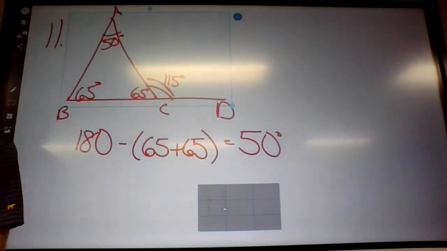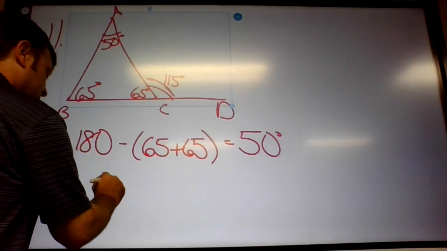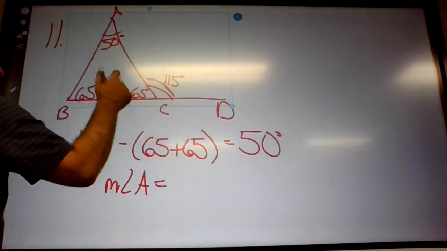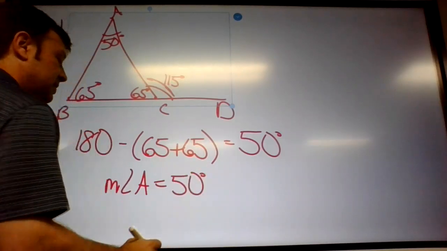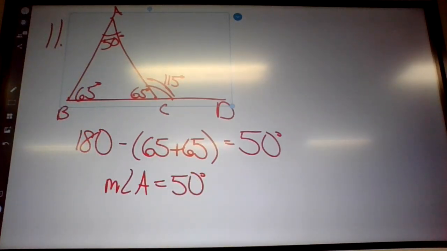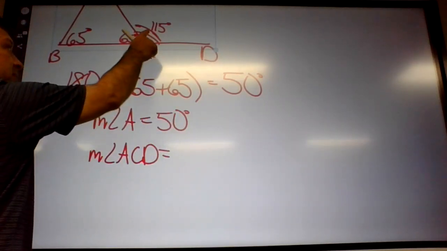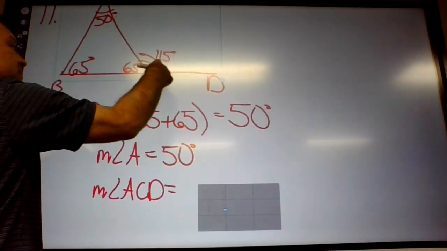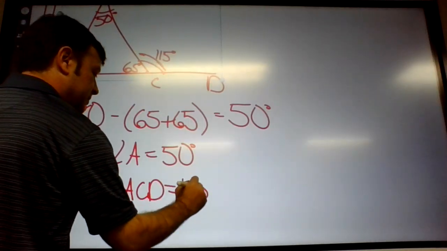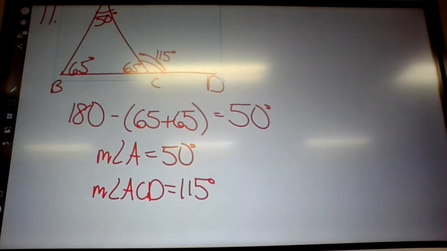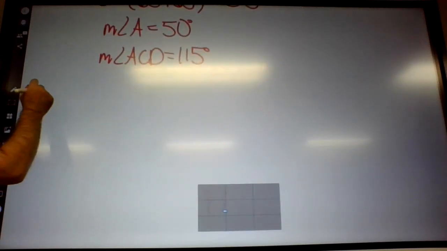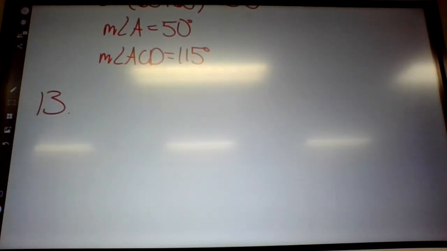So what do they ask for? They say measurement of angle A, and we just said that was 50 degrees. And then they said, what's the measurement of ACD? And that was ACD, that was this one right here, 115. All right, 140.